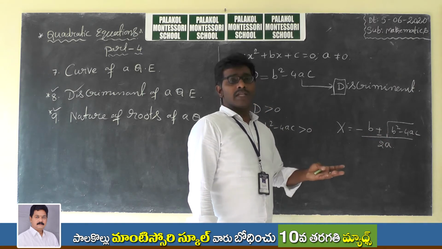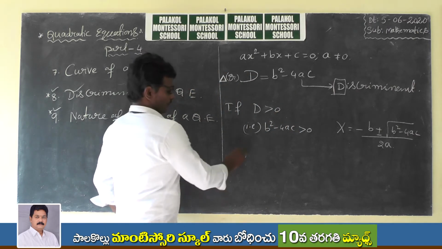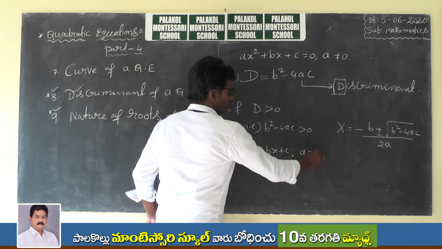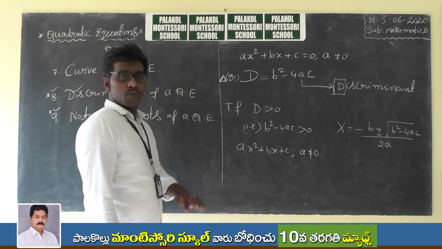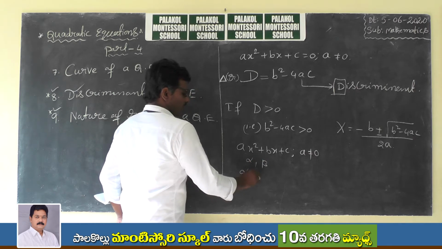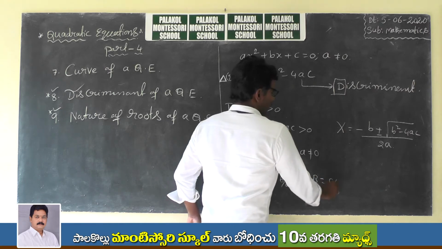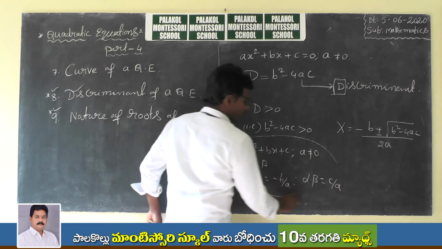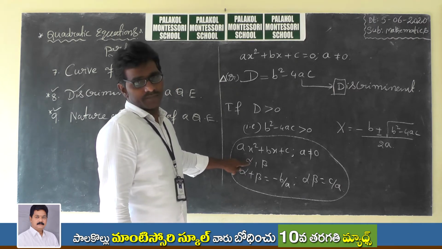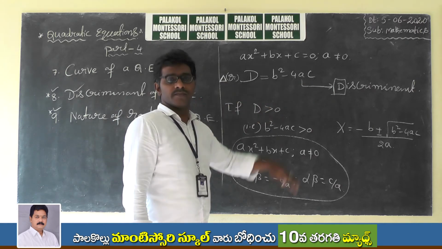Remember polynomials: suppose you take the quadratic polynomial ax square plus bx plus c, a not equal to 0. Then 2 roots are there in this quadratic equation, alpha and beta. Sum of the zeros is equal to minus b by a, and alpha beta is equal to c by a. This was completed in the polynomial session, part 3. So here, let us prove it.